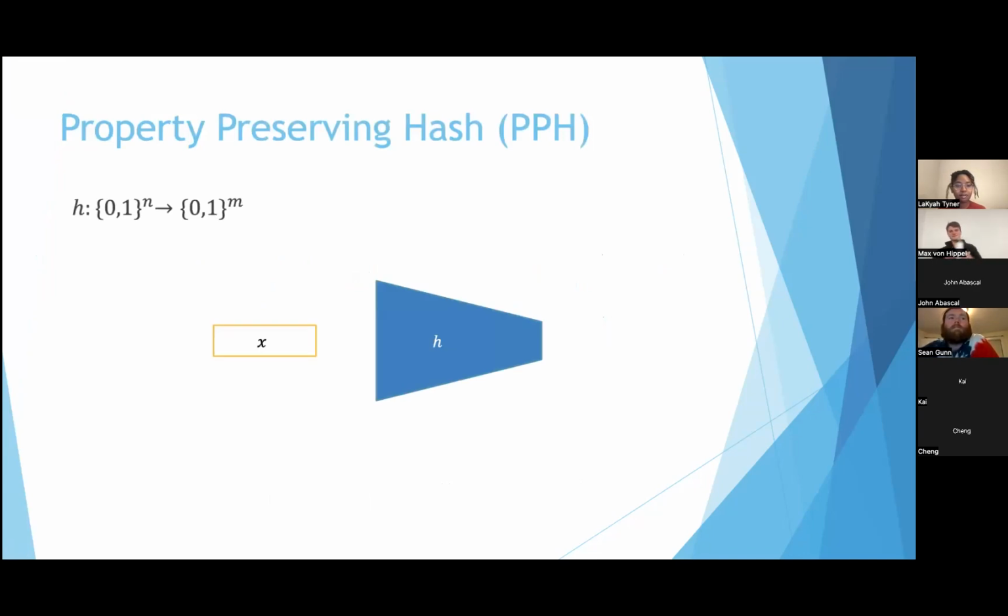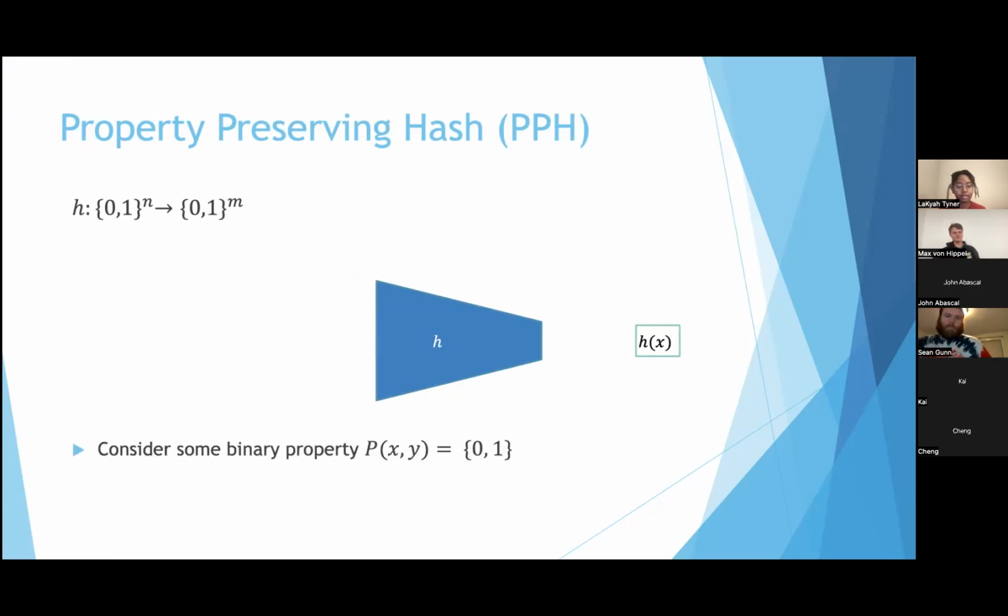Okay, so what is a property preserving hash? We have this hash function h, which takes as input an n-bit string x, and then outputs an n-bit string h of x. Okay, and so we can consider this binary property p of xy that is equal to 0 if the property does not hold and 1 if the property does hold. And we want that if we're given h of x and h of y, we're able to determine if p of xy holds.